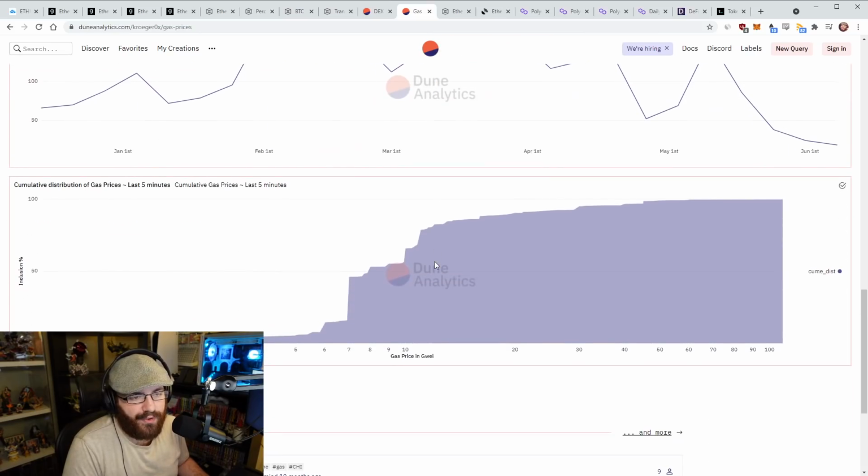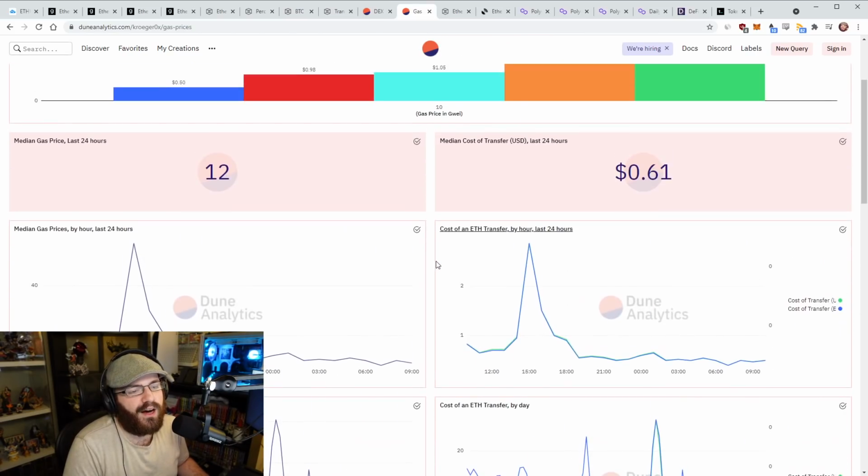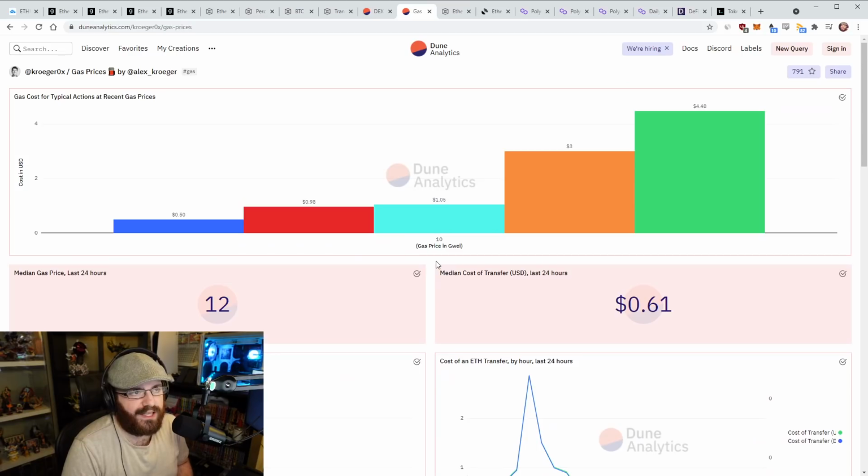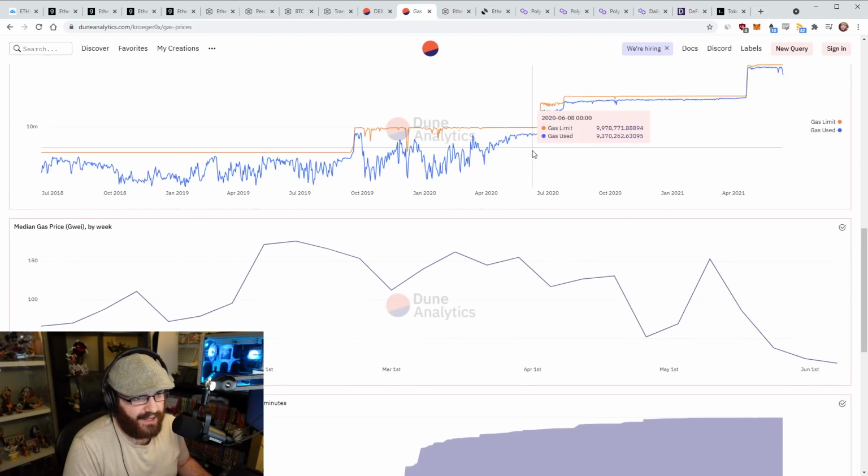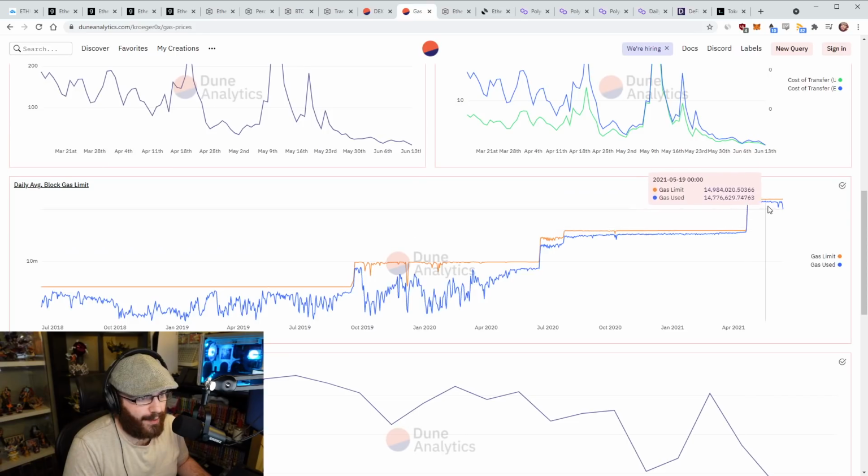But there are many reasons why the gas price has gone down. The lower market activity is definitely one. People have moved to other scalability solutions like layer 2s, like Polygon. The gas limit went up. As I mentioned, the gas limit went up to 15 million from 12.5 million. And I think the market activity being quiet accounts for a lot of it, but there's definitely a lot of that stuff going on there.